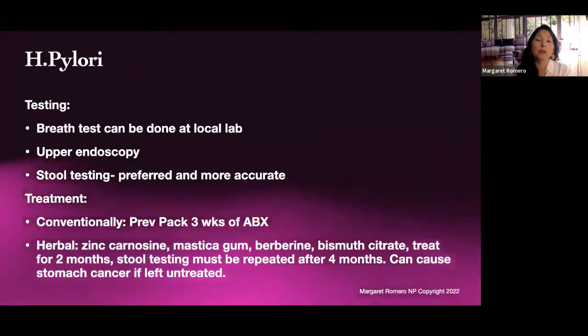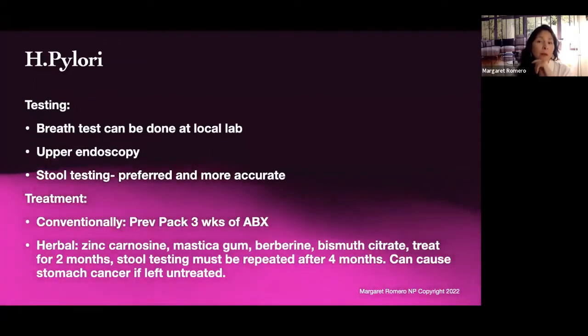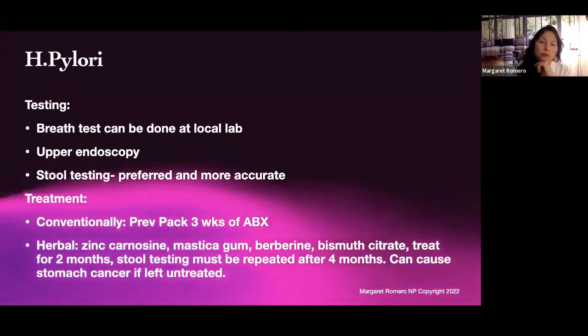These are some of the things that are really crucial: zinc carnosine, mastic gum, berberine. Bismuth is actually Pepto-Bismol, that's what Pepto-Bismol is. You want to treat it for at least 2 months, and you need to repeat the stool test.